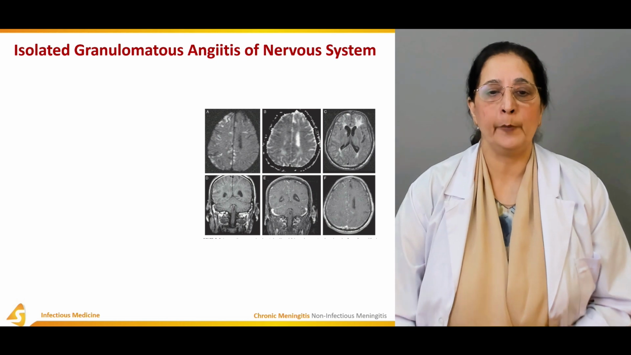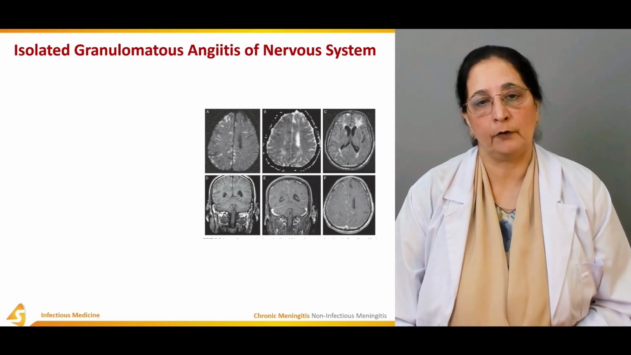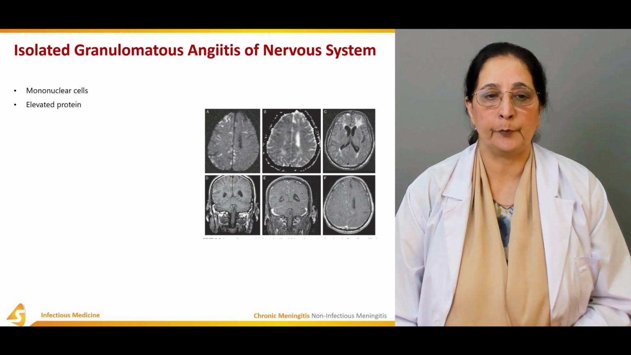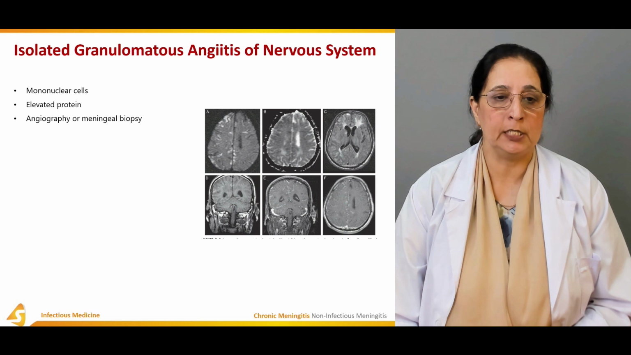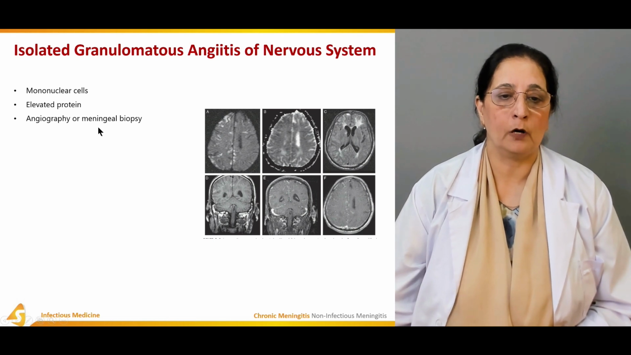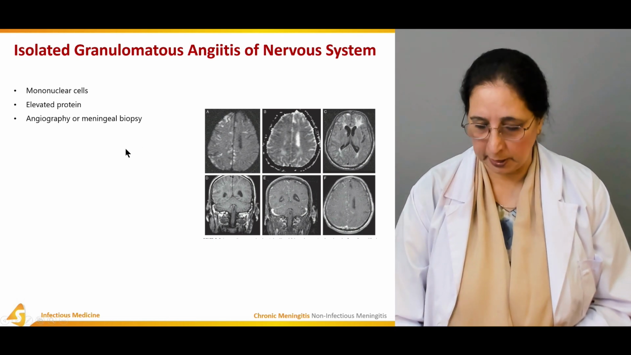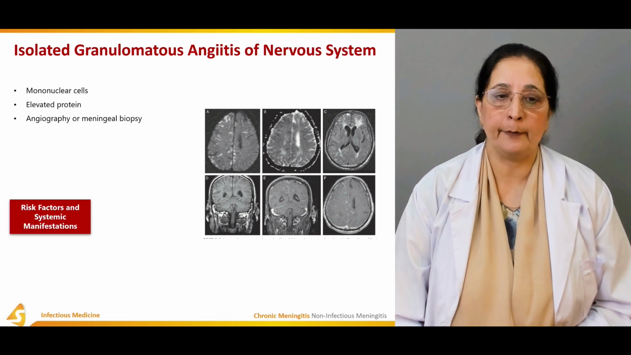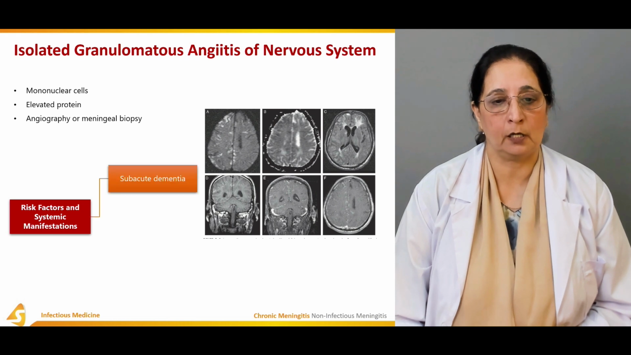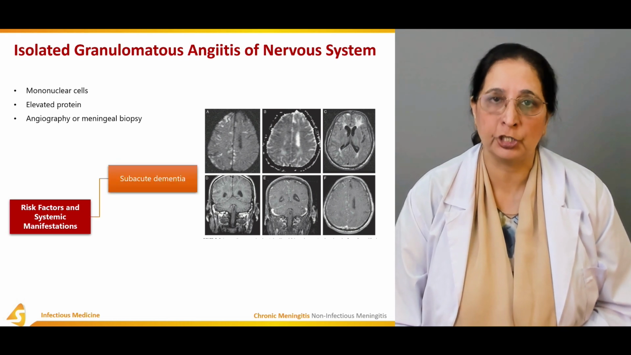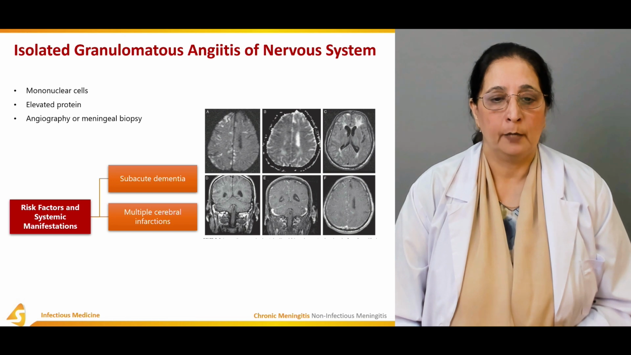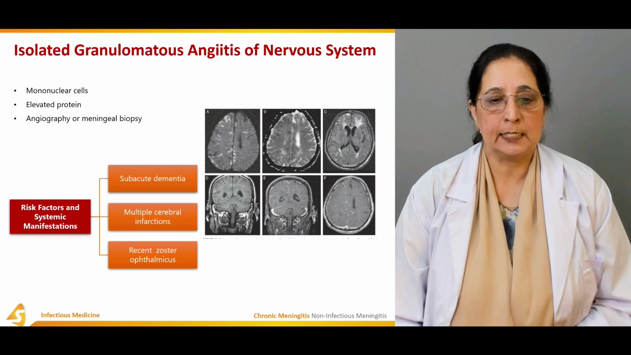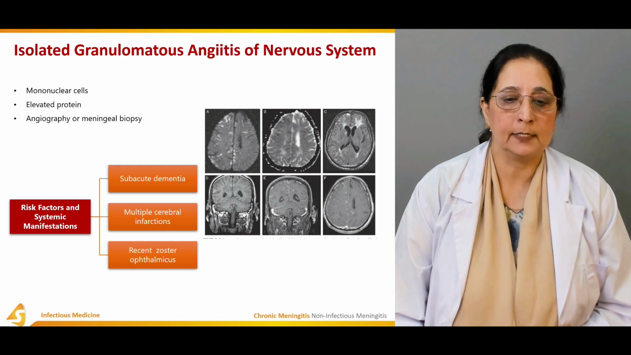Isolated granulomatous angiitis of the nervous system. Mononuclear cells are present, with elevated protein. Angiography or meningeal biopsy should be done for the diagnosis. Risk factors and systemic manifestations are subacute dementia, memory loss, multiple cerebral infarctions, and recent zoster ophthalmicus.